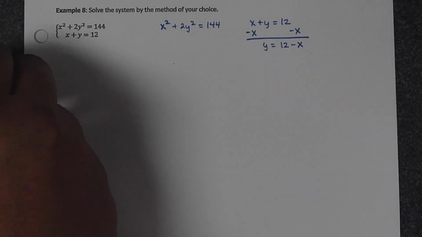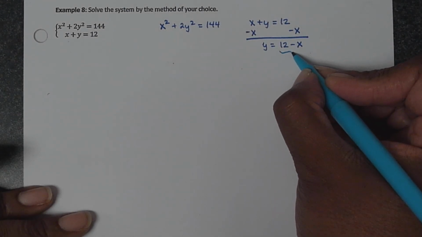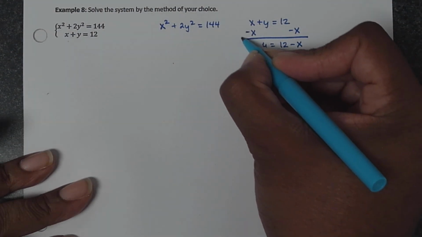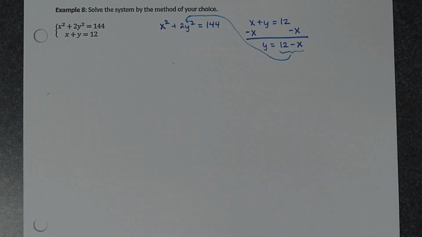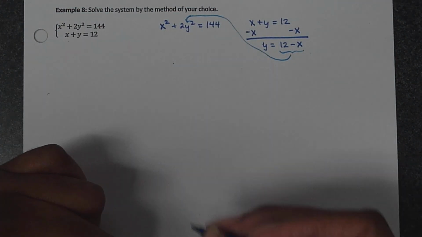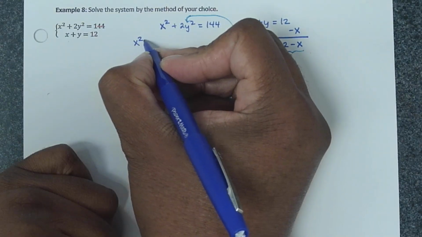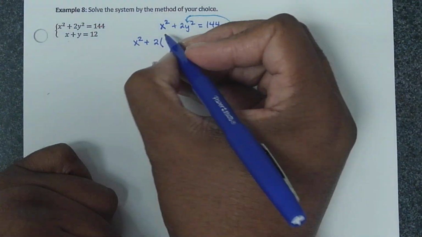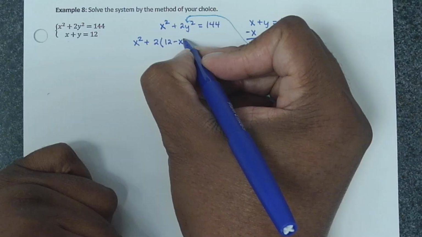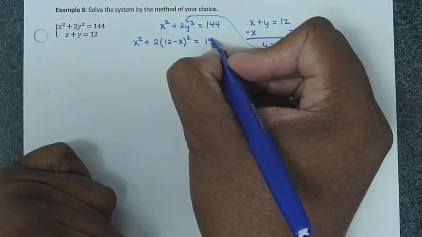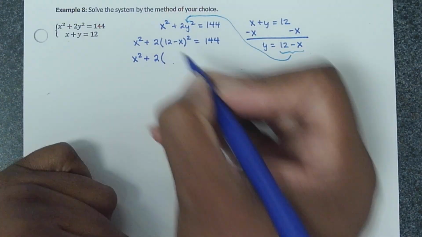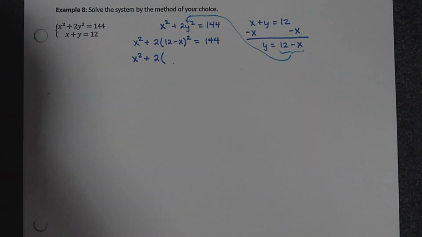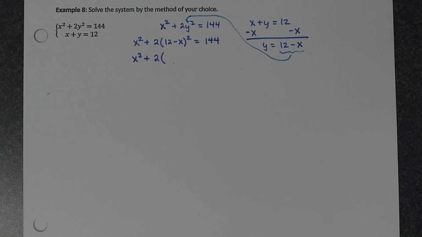Now I'm going to take that y equals 12 minus x. Well, the 12 minus x is what y is. I'll substitute it for this y in that first equation to get an equation in a single variable. So I have x squared plus 2 times that y replaced with 12 minus x, and that 12 minus x will be squared, and that's equal to 144. Now that 12 minus x quantity squared, I need to multiply that out first, and then whatever I get for that will be multiplied by 2.